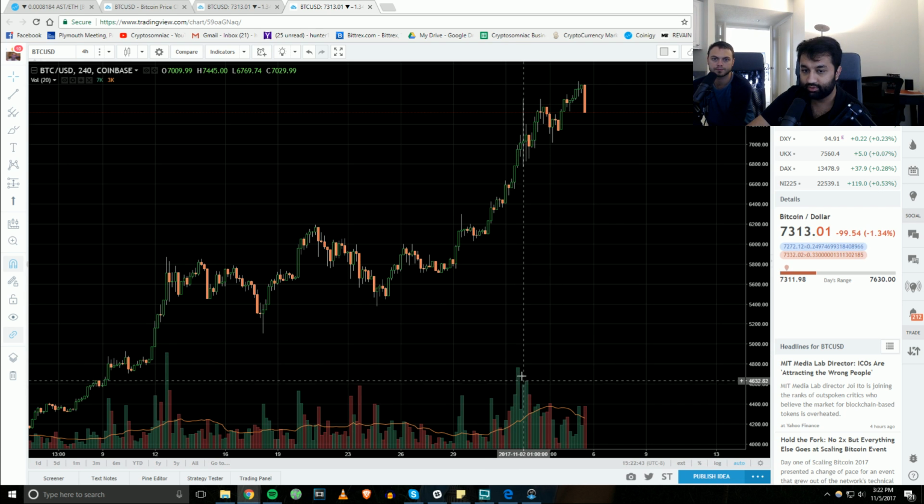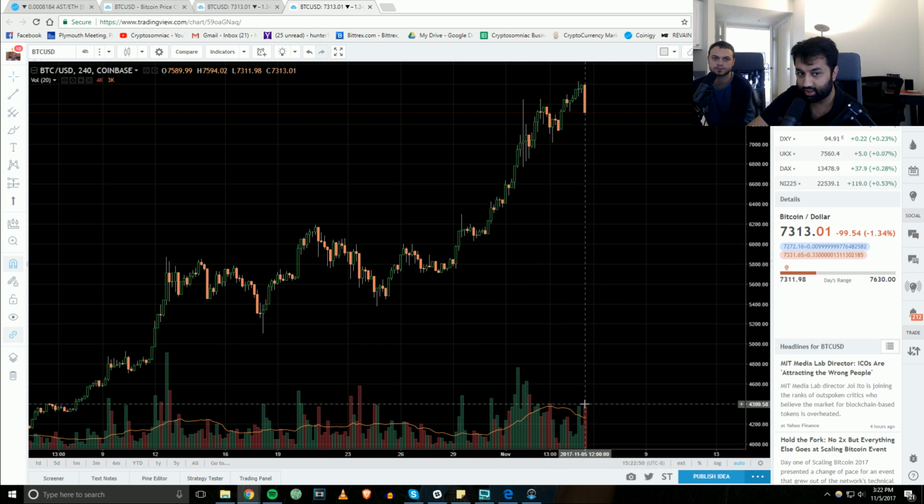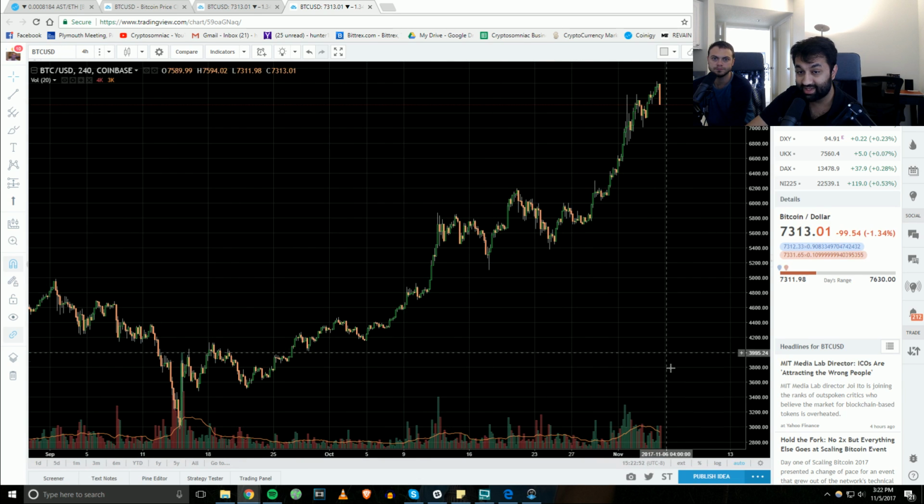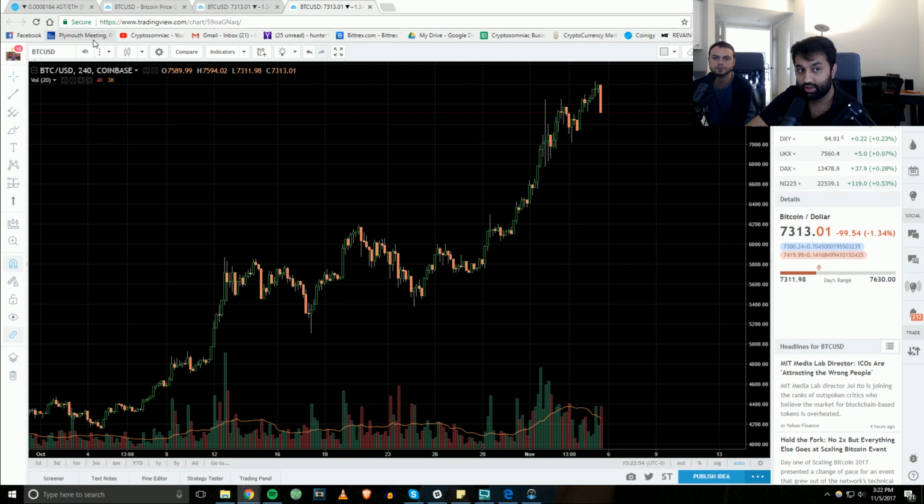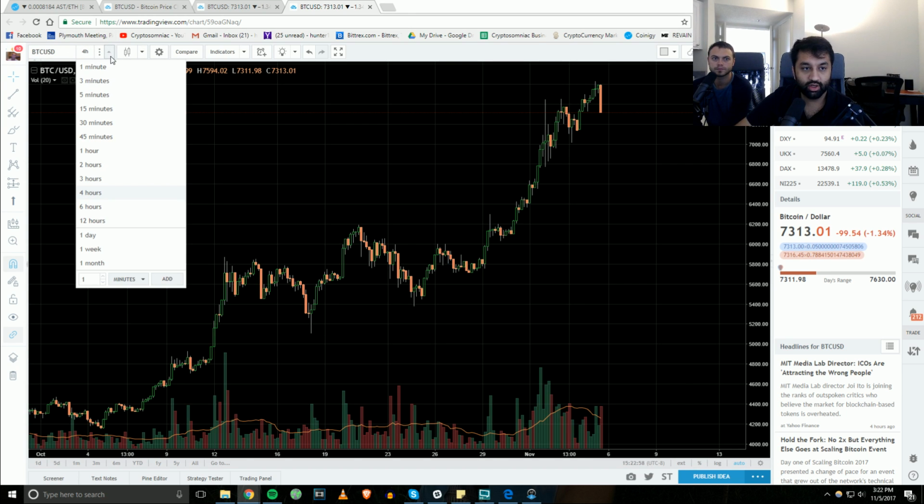Like this day, the demand was high, so there's a large green candle. And this day is a large red candle. Sorry, on this candle, that's 4 hours. So let's take you from the beginning as well. So here's your interval chart. We mostly go through daily.